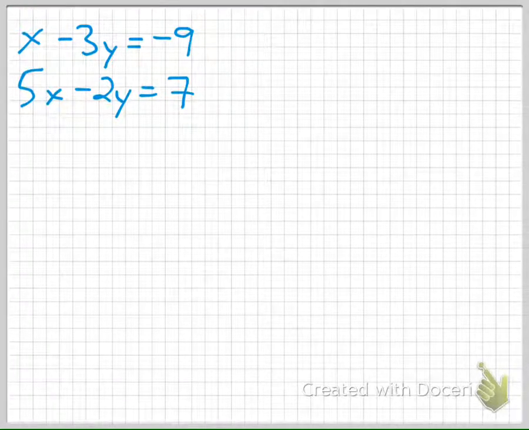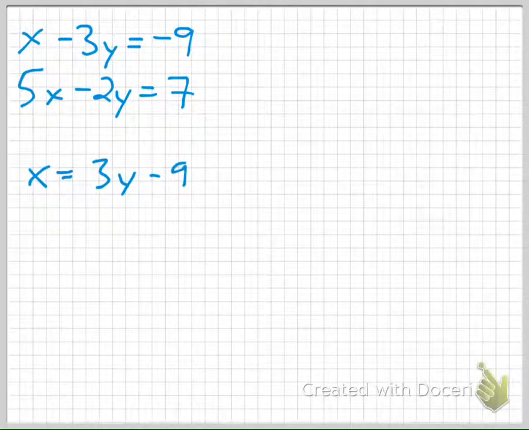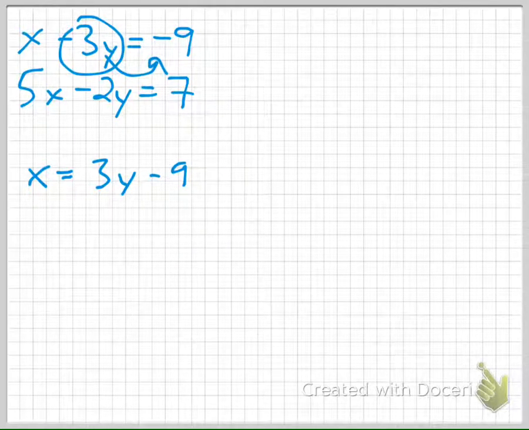Here's the deal. This is what you do. We're going to solve this equation for that x. So that means it's going to be x equals, what am I going to do? I'm going to add 3y to both sides. Do you see that? So x equals 3y minus 9. All I did was take this 3y and move it over here, adding 3y to both sides. Agreed? We're all following that?